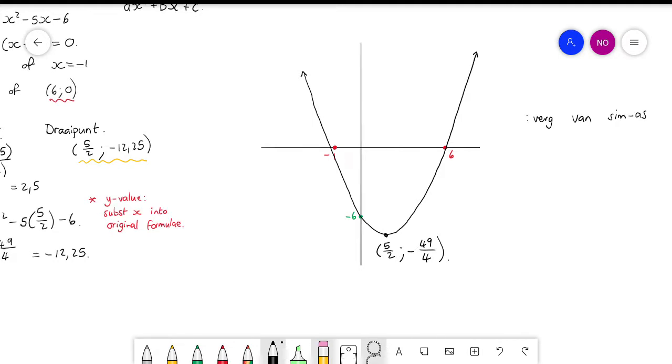Write down the equation of the axis of symmetry. So wat ons gesê loop die symmetrie as deur. We said that the axis of symmetry goes through the x value of the turning point, né? Hy loop so. And that one will be x is equal to 5/2, né?